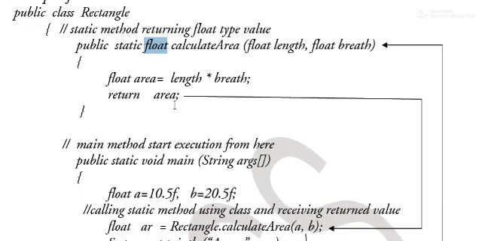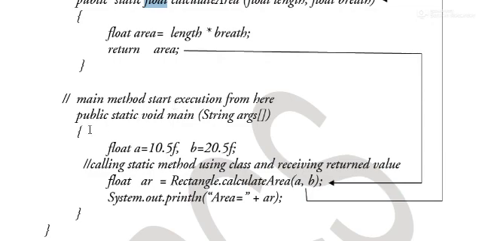Now look at the main method. Public static void main, a equals 10 into 5, b equals 20.5. Float ar equals rectangle dot calculateArea. Here the method calculateArea is called.